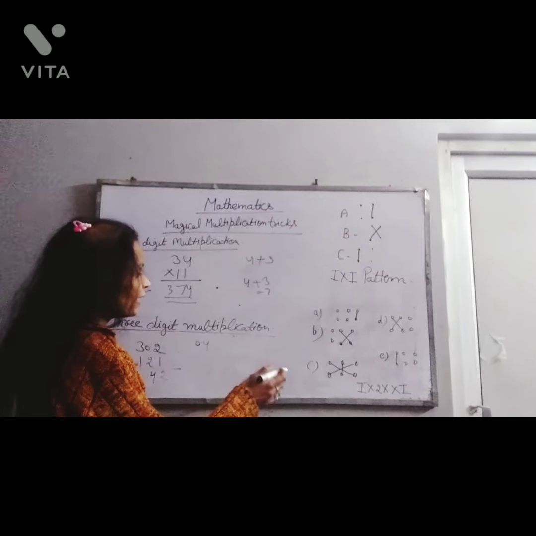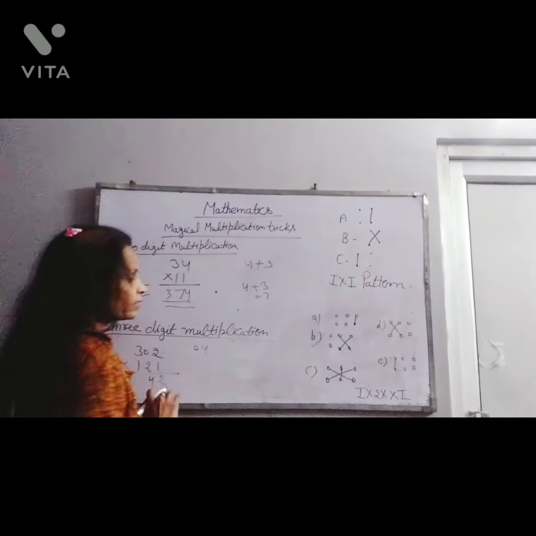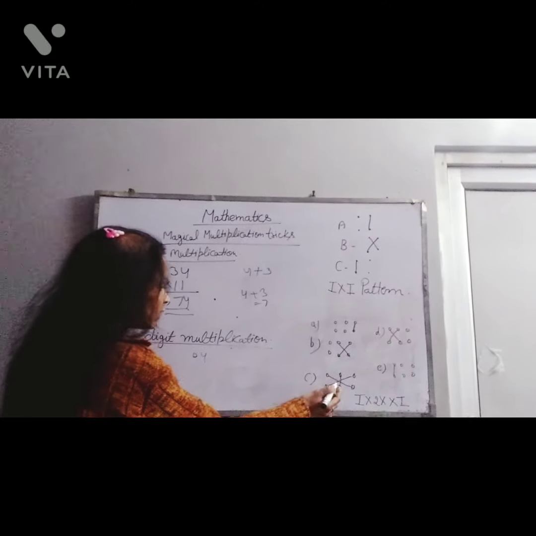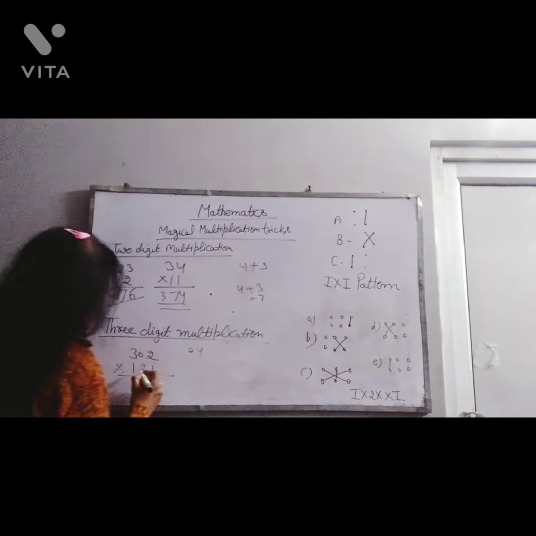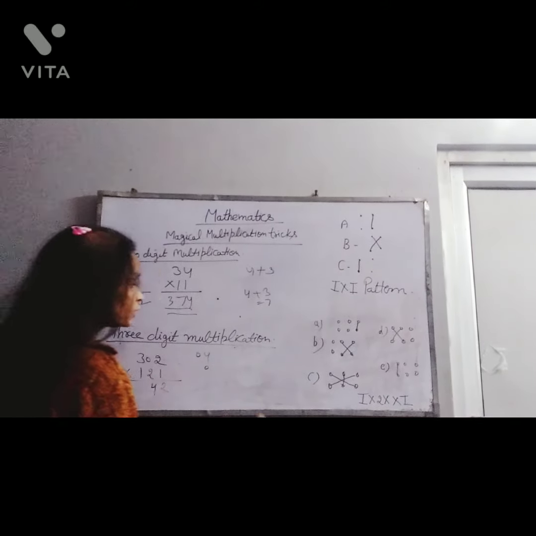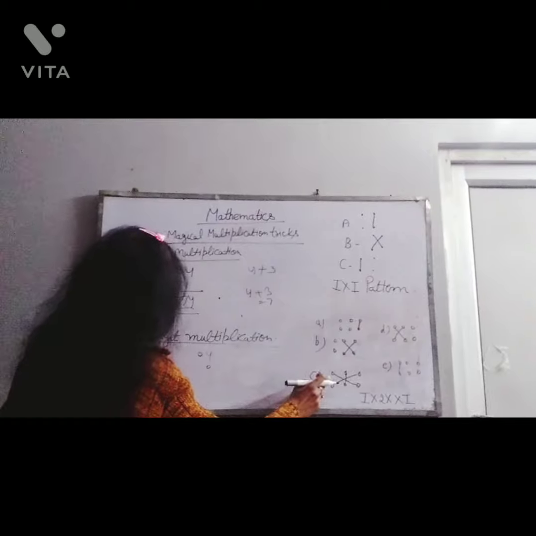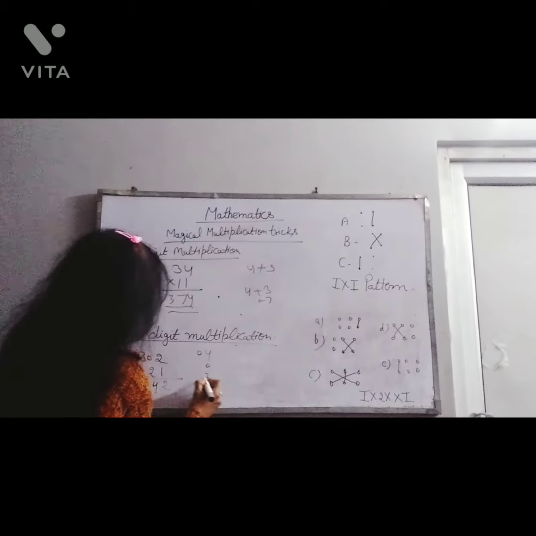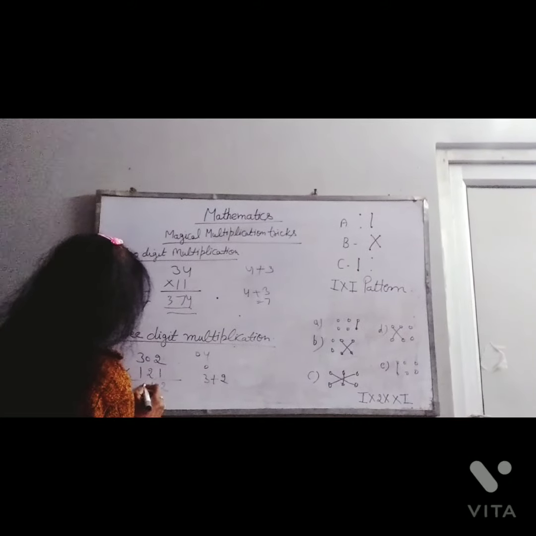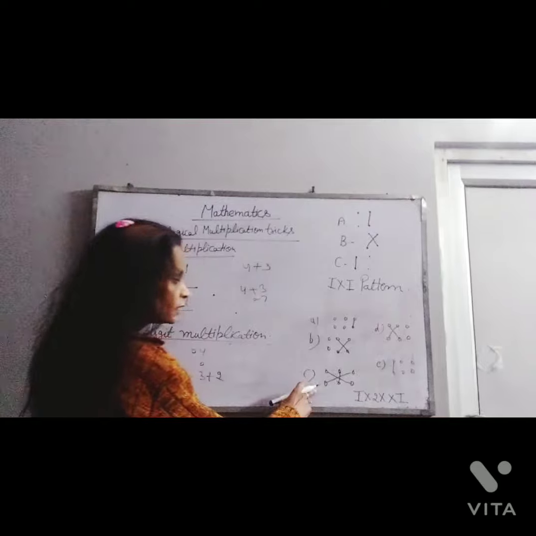Next, students, we will follow the third pattern. The third pattern is double X. Double X means we have to multiply in this manner: 2 zeros are 0, 2 zeros are 0. Then in this way, 1 threes are 3 and 1 twos are 2. Then we add 3 plus 2, 5. Yes, this is the third pattern.